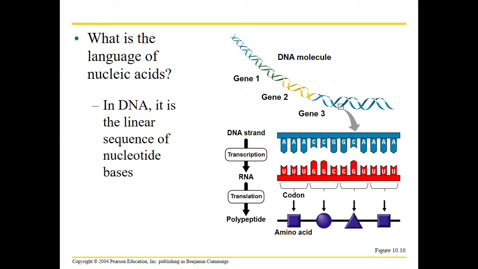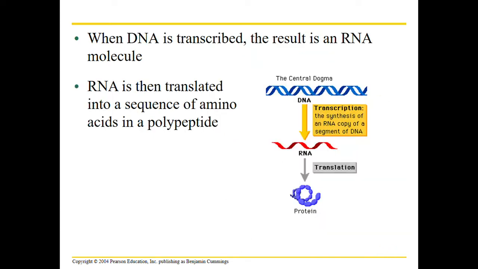So a little refresher about the bonds between amino acids being peptide bonds. That was back in one of our earlier chapters on proteins. If you need a refresher, go back and read through that chapter. So when the DNA is transcribed, the result is an RNA molecule. Again, here's that central dogma I was talking about, DNA to RNA to protein.